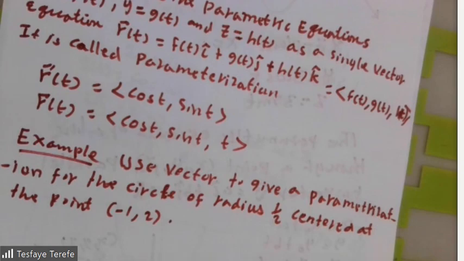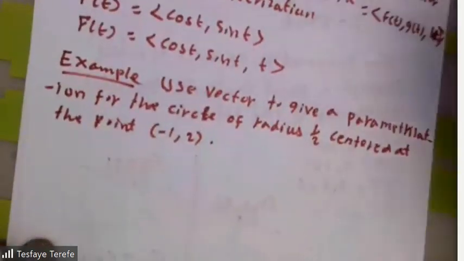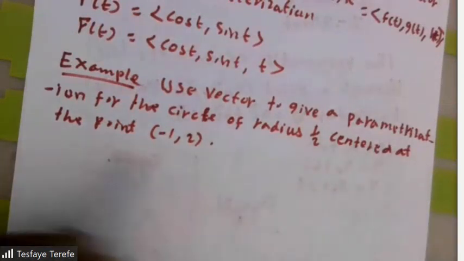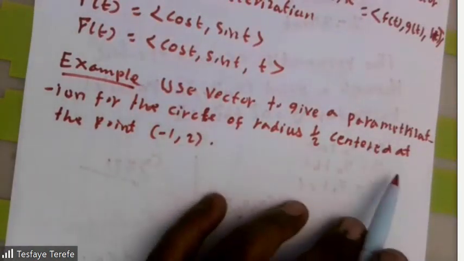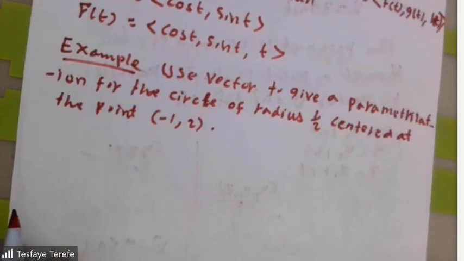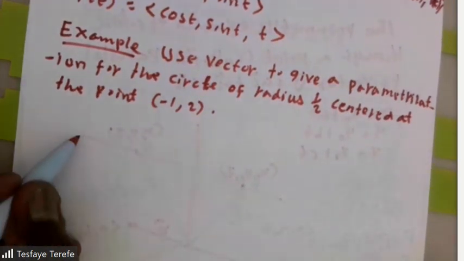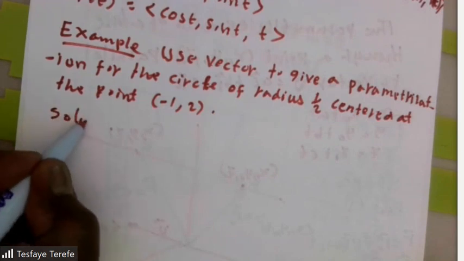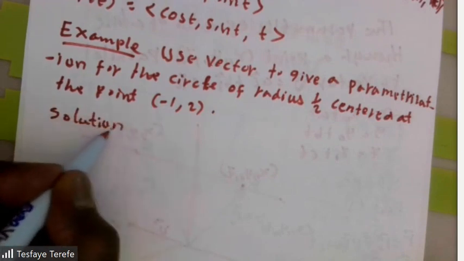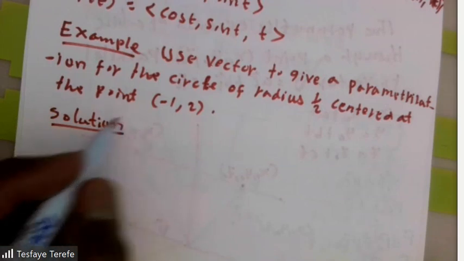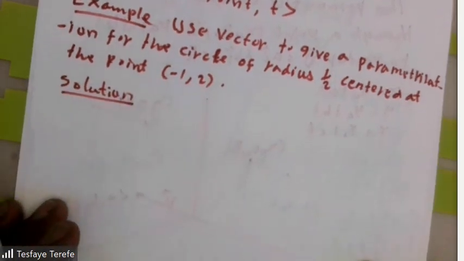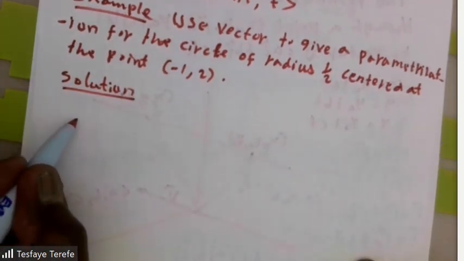Okay, so what we are going to do is use a vector to give a parameterization for the circle of radius 1/2 centered at the point -1, 2. Well, let us start actually with the equation of a circle centered at the origin having radius 1. Let me start with the simplest one.